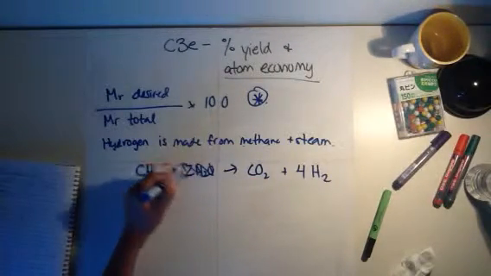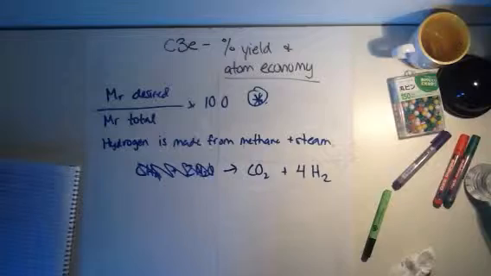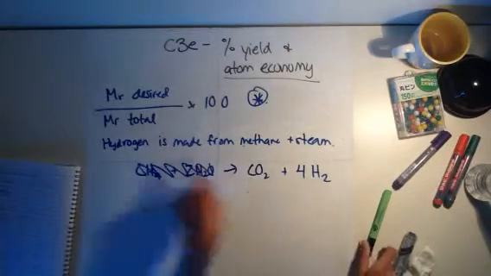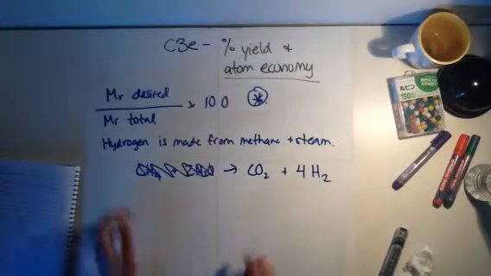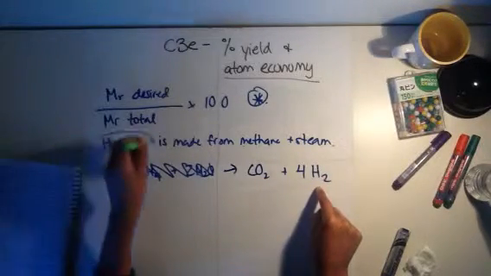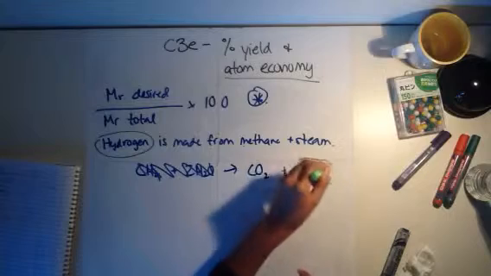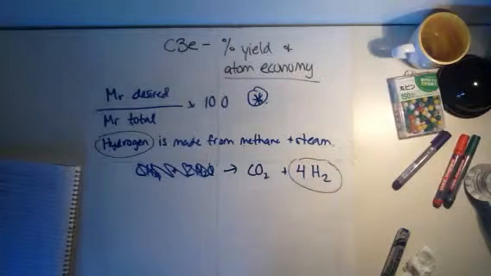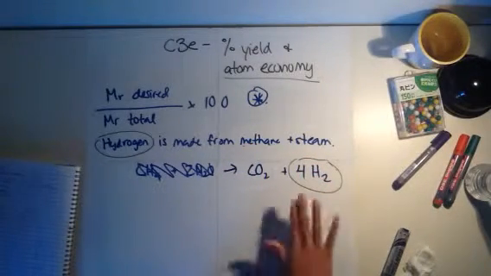It says hydrogen is made from methane and steam. Remember, we can ignore that because we're only looking at the products. Well, what else in the question tells you what do we want? Do we want carbon dioxide or do we want hydrogen? It says hydrogen is made, so hydrogen is our desired. Slightly different example here, so we'll do it step by step.